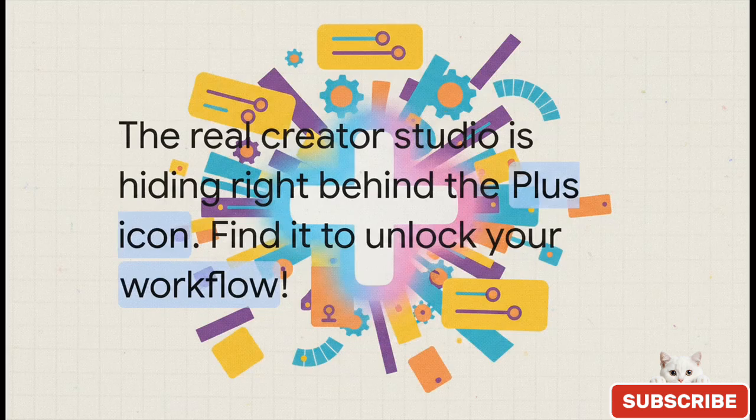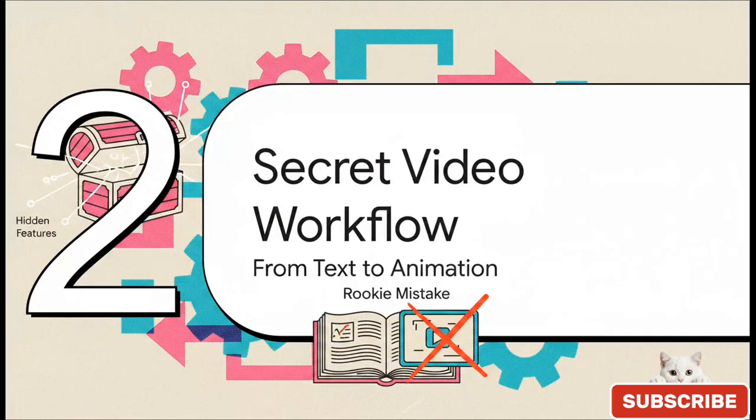Okay, it sounds almost too simple to be true, but the massive mistake making the AI look limited is just not knowing the interface. The real Creator Studio is tucked right behind a tiny little plus icon. Once you click that icon and select image mode, the entire interface transforms. It finally behaves like a true image and video generator. You get your format settings, a dedicated workspace, the whole shebang. Finding this hidden mode is literally your very first step from being a casual user to becoming an actual AI creator. Section 2, the secret video workflow.